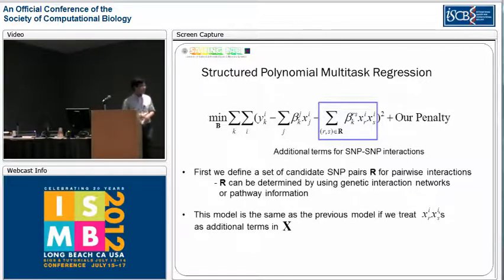Essentially, this model is the same as the previous model if we treat these interaction terms as additional terms in matrix X. So you can use the same optimization procedure to solve this problem.